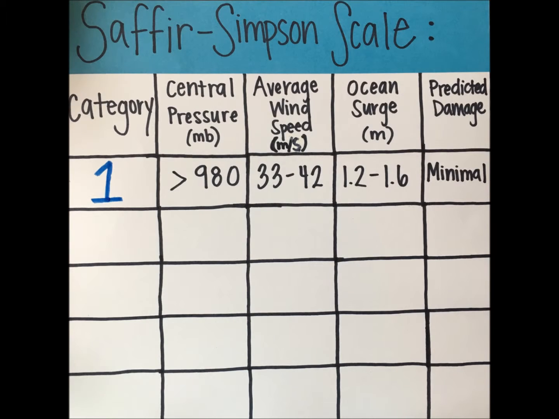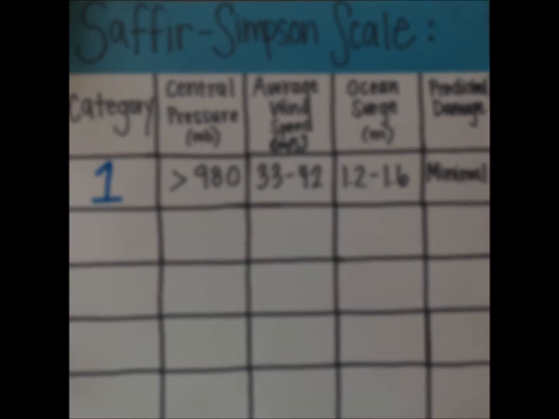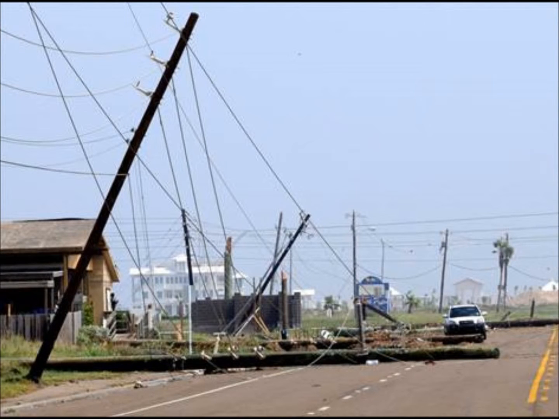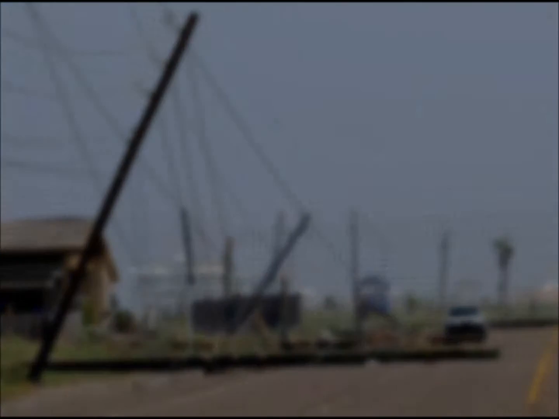So first up, we have a Category 1 storm, categorized by a central pressure that exceeds 980 millibars, with wind speeds between 33 to 42 meters per second, and ocean surge levels between 1.2 to 1.6 meters. Predicted damage for these storms is minimal, with most damage caused to landscaping, piers, and by the flooding of coastal roads. A recent example is Hurricane Dolly, which impacted South Padre Island, Texas in 2008.